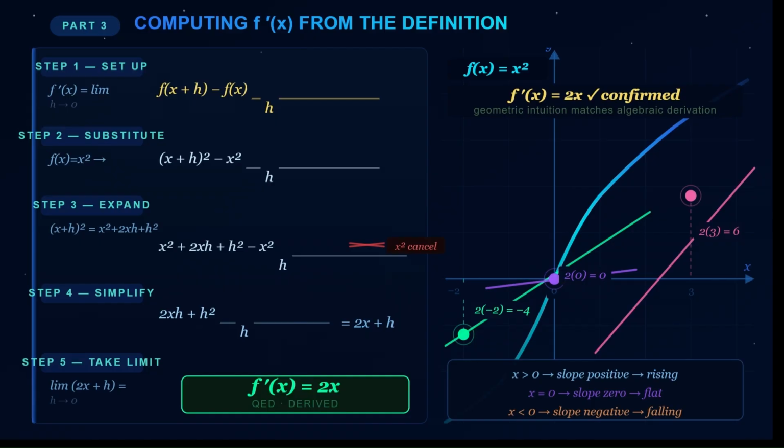Now we take the limit as h approaches 0. As h goes to 0, the term 2x plus h approaches 2x. Therefore, f prime of x equals 2x. This confirms the geometric intuition. The slope of the parabola y equals x squared at any point x is simply 2 times x. When x is positive, the parabola rises steeply. When x is 0, it is flat, and when x is negative, it falls. The derivative has captured all of this information cleanly and precisely.